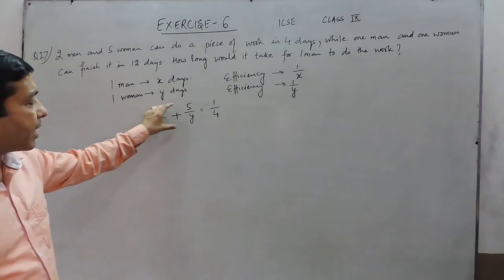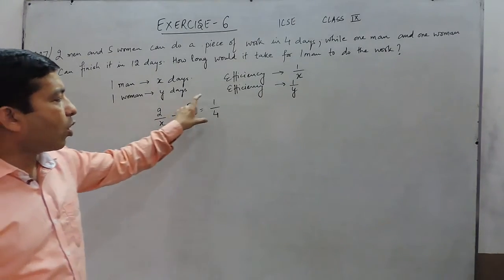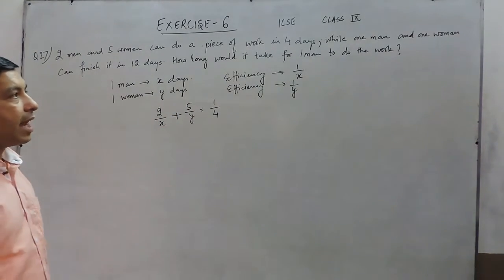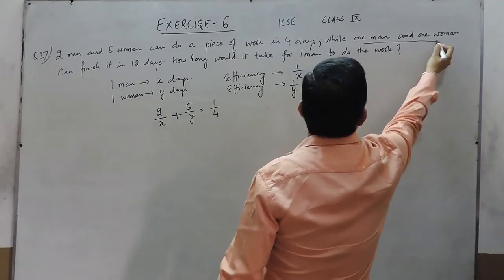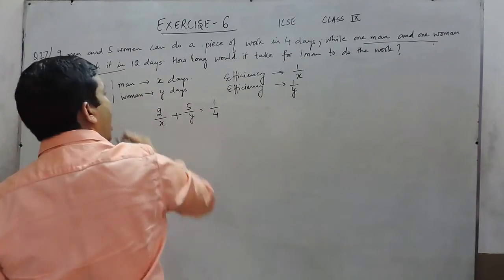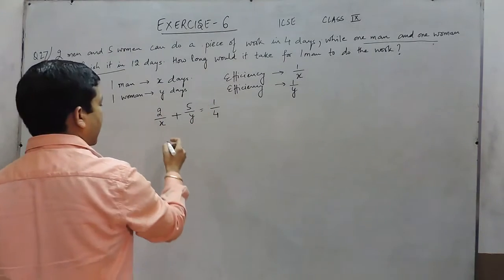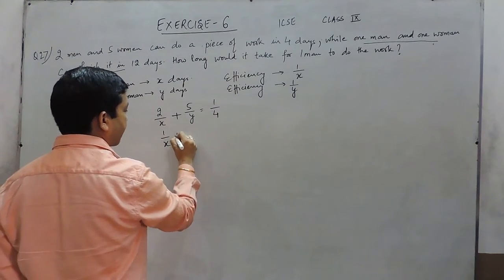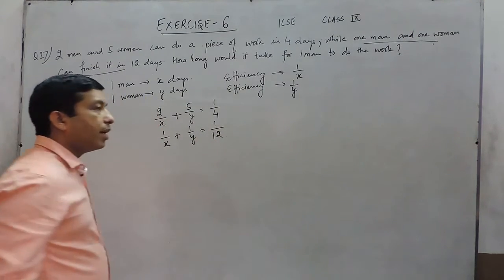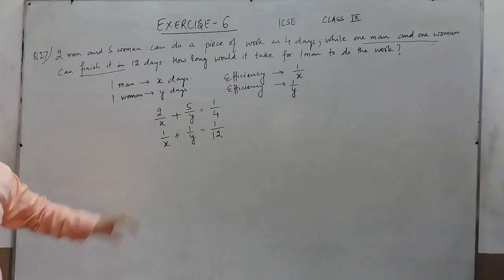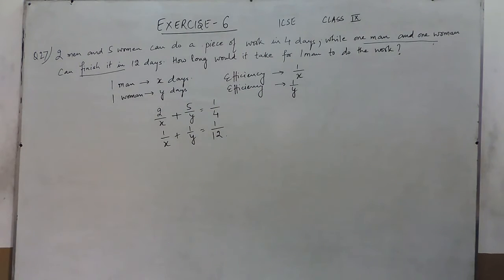Because now when we are taking efficiency on the left hand side, on the right hand side also we should take the efficiency. The second equation will be from this part where 1 man and 1 woman can complete a work in 12 days, that is 1 upon X plus 1 upon Y is equal to 1 upon 12. Now, these are two linear equations in two variables and we have to solve them.